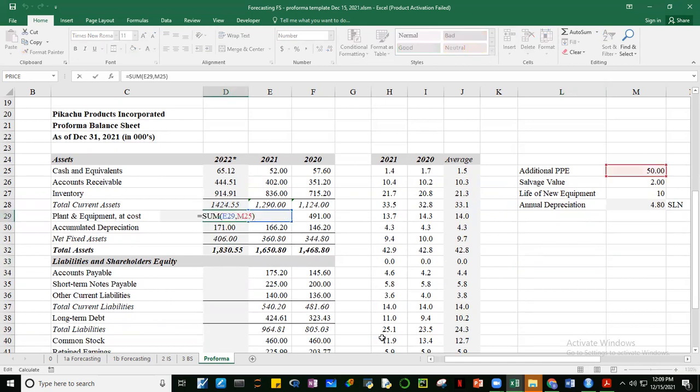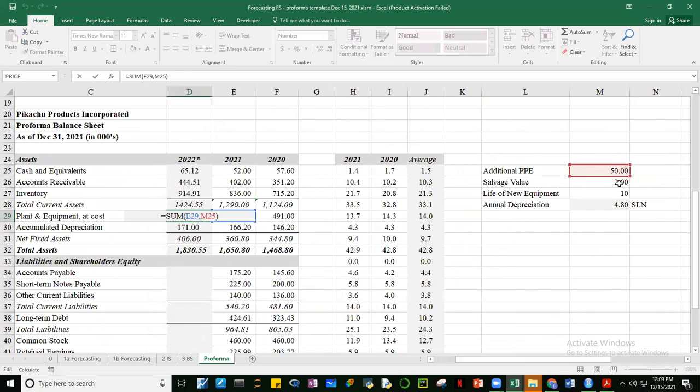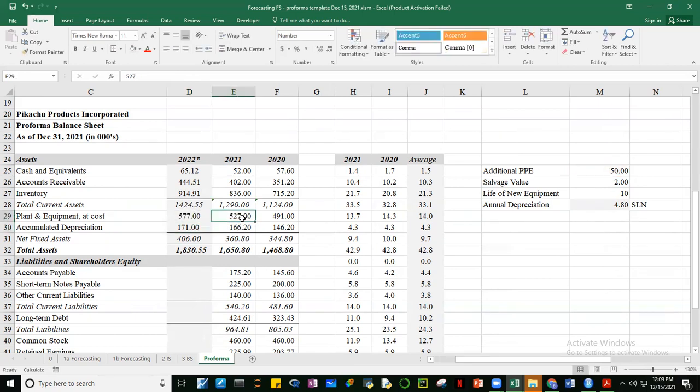Ang PPE natin, kasi may information tayo dito na magkakaroon tayo ng additional investment na 50. So we're using this information. So it's your previous PPE plus the additional PPE. Okay, ang previous PPE natin andito, yan, 527 plus 50 magiging 577.